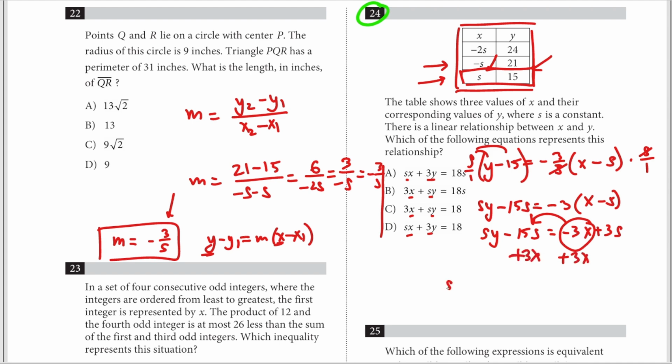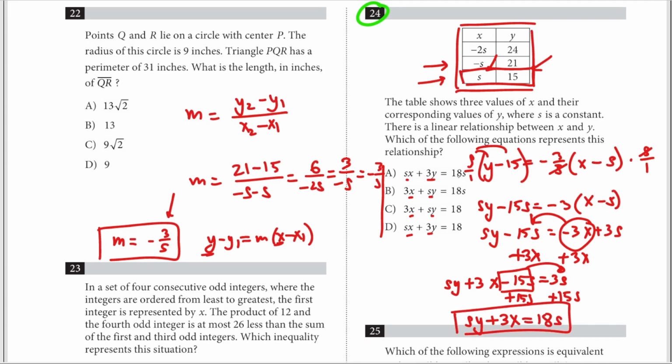So it's going to be sy plus 3x minus 15s is equal to 3s. And now let's bring the 15s here by adding 15s to both sides. So we're going to get sy plus 3x is equal to 18s. This is 18s, this is 18s, C and D out there. Focus is just 18. And when you go through the multiple choices, you clearly see that the answer is B. That's the answer. That's it.